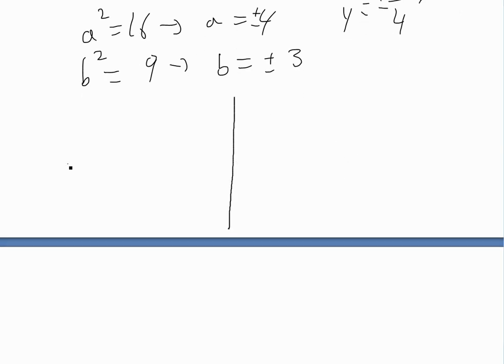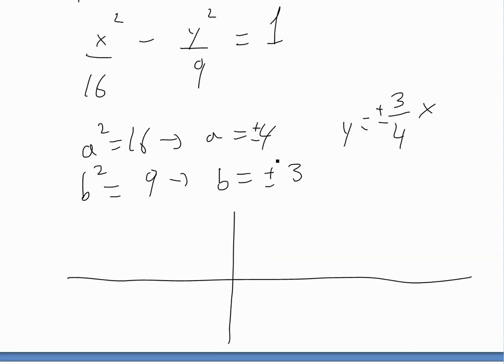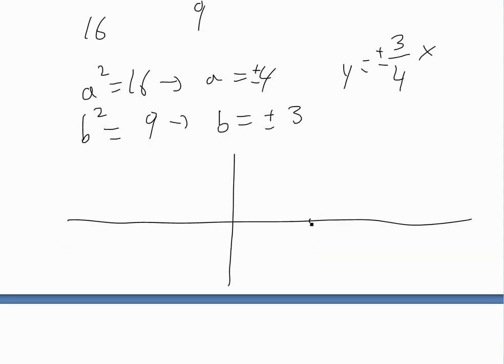So we're going to have something like this. This is a little quick graph here. So at a is plus or minus 4. So here's 4. This is the vertices. This is negative 4. And then b, we can use this one for graphing the asymptote lines. Y is 3 over 4. So it's just going to be something like this.